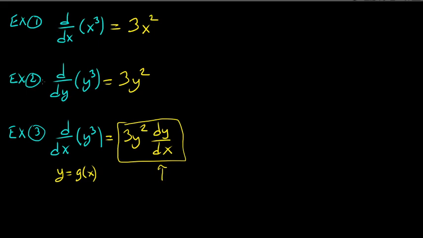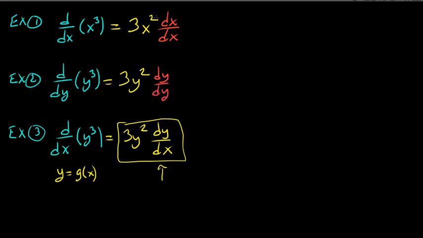Because it looks like you get the same thing as in example 2, which was 3y squared. But notice, in that problem, the independent variable was y, not x. So one requires the chain rule, the other does not. And by the way, we can apply the chain rule to all of these. In the first example, I'm taking the derivative of x with respect to x, so by the chain rule I would multiply by dx over dx. And in example 2, I would multiply by dy over dy.